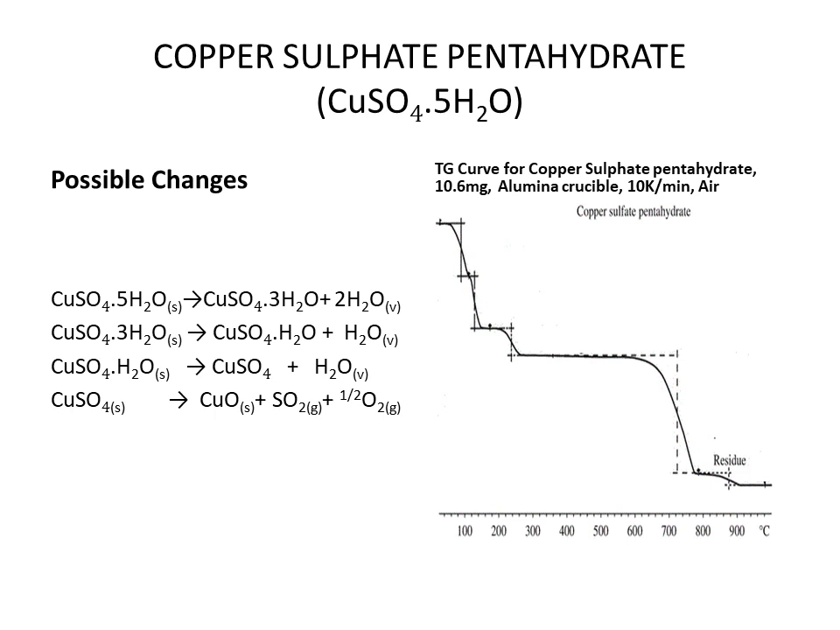So the second example of a TGA curve which we are going to see here is of copper sulfate pentahydrate, and here's the curve. Here are the conditions of this run. You can see the mass of the sample was 10.6 milligram, the crucible was made of alumina, the temperature programming was 10 Kelvin per minute, and the atmosphere was air, I mean air was fed inside. And here is the curve. This is also a staircase type of curve.